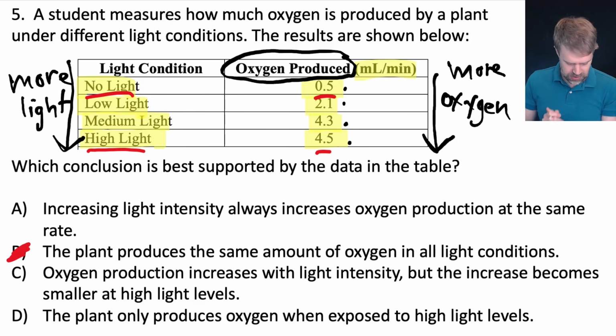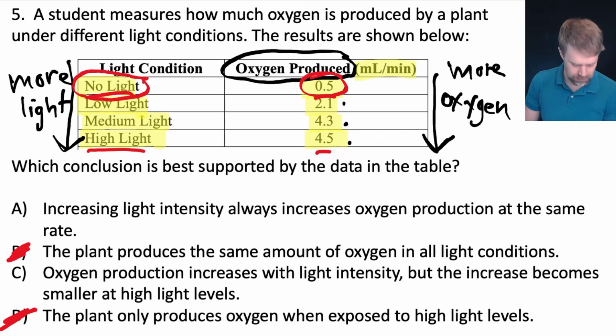D. The plant only produces oxygen when exposed to high light levels. Absolutely not, right? Because even when it has no light, it makes this much oxygen. Even with no light, it's making a little bit of oxygen. So it only produces oxygen when exposed to high light levels? Absolutely not. So look, we can get rid of B, we can get rid of D. We have 50-50 odds right now. If we just randomly guess between A and C, we'd have 50-50 odds.